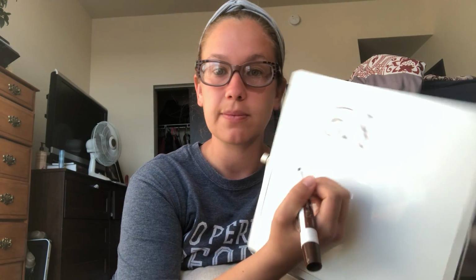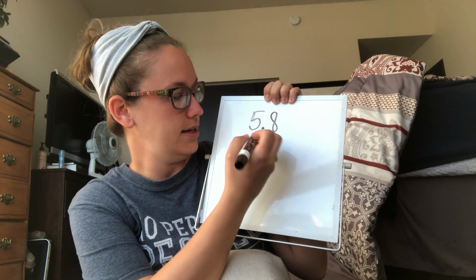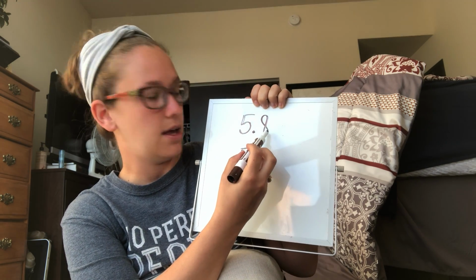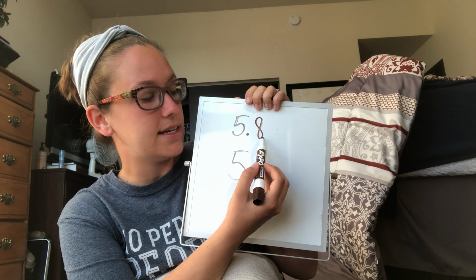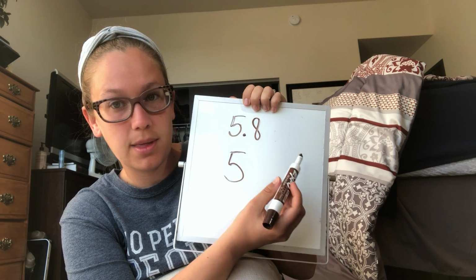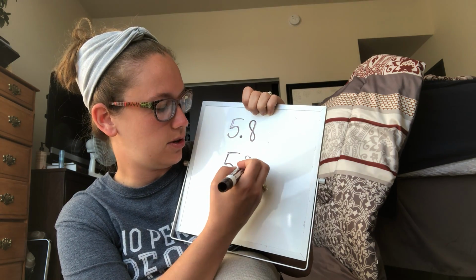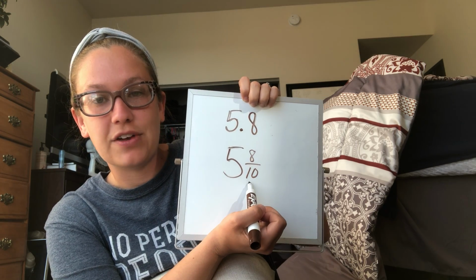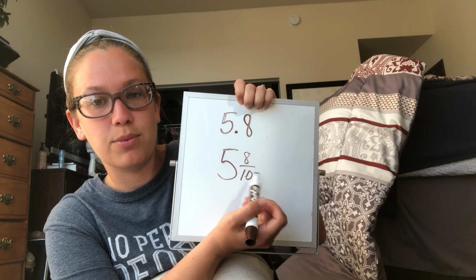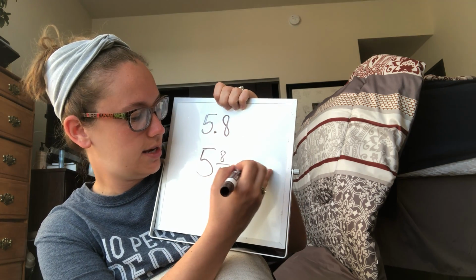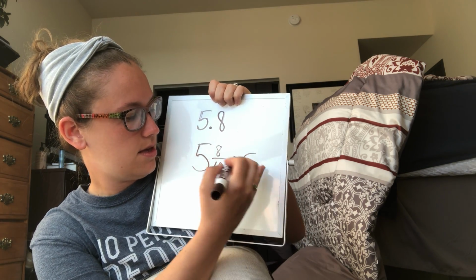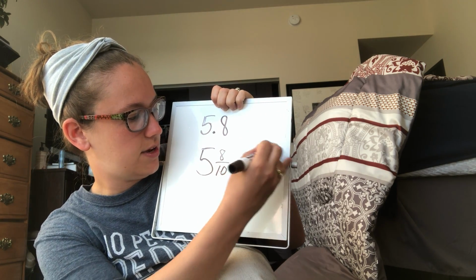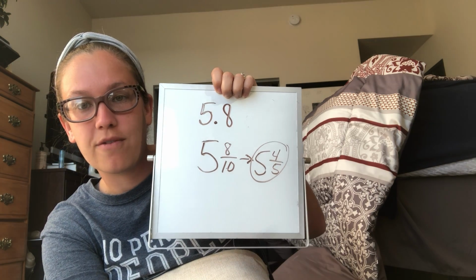So here, my whole number is 5, because I have 5 in my ones place. Now I have 8 in my what? My tenths place. So that fraction would look like this, 8 over 10. Of course, I could simplify 8 over 10 by dividing both by 2. So I'm going to do that. 8 divided by 2 is 4. 10 divided by 2 is 5. So my answer is 5 4/5.